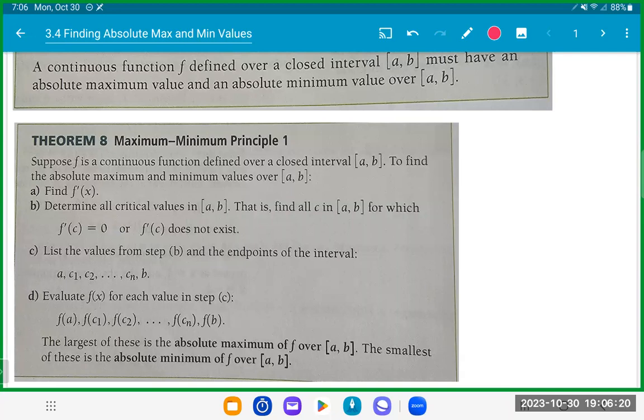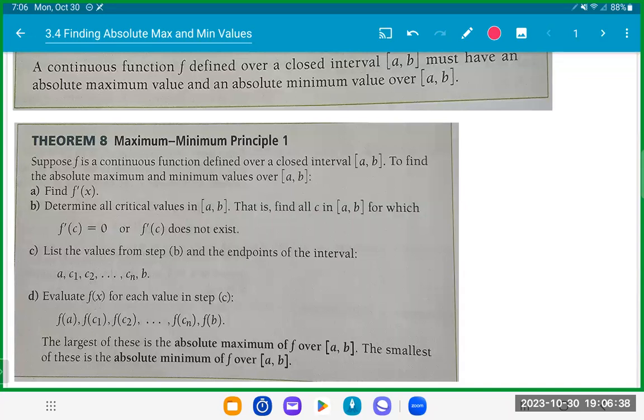Typically, you're only going to have 1, maybe 2. Sometimes you might have 3 critical points, but in the examples we're going to do and on your exam, you will probably only have one or maybe two critical values and then the two endpoints, okay?